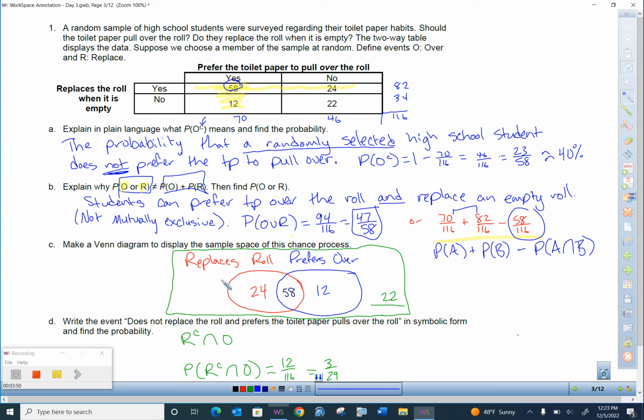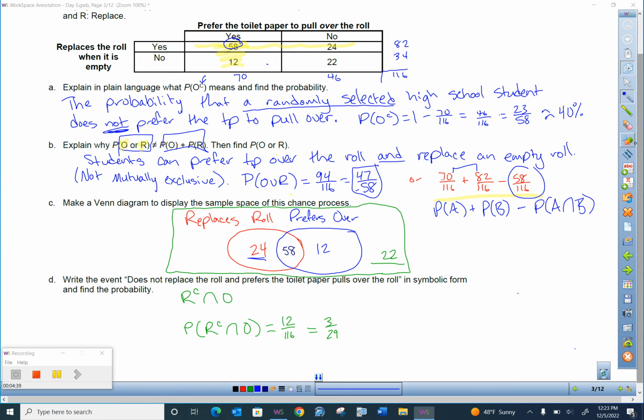Venn diagrams are often helpful when calculating probabilities if you're not given a table. Okay, this one we just want to understand the relationship between the 2. Okay, the double yes goes in the middle. And then when I say replace the roll only, I mean I'm replacing the roll, but I'm not preferring over. Okay, so I'm still in this yes, but I'm not for the other one. So there's my 24. Same thing over here, the 12. And then the leftover is the double no, the neither to both of the events that I was working with.